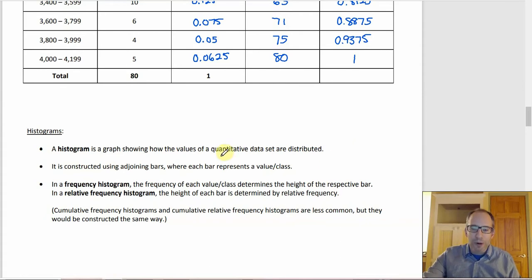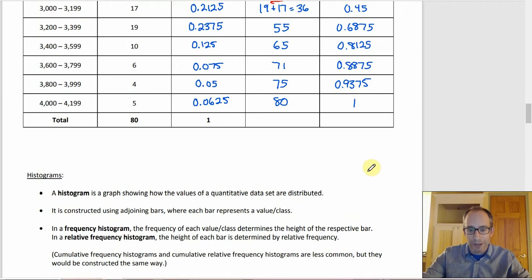Let's see, the book used a big word here, or the Newton notes. I think they have adjoining in parentheses, but they use a big word. I forget what word they use. I liked it. It's too bad I can't remember it now. But then each bar represents either a value or a class, depending on what kind of data you have. If it's the number of cars, each bar is a value. If it's these monthly salaries, then it's going to be a class for each bar.